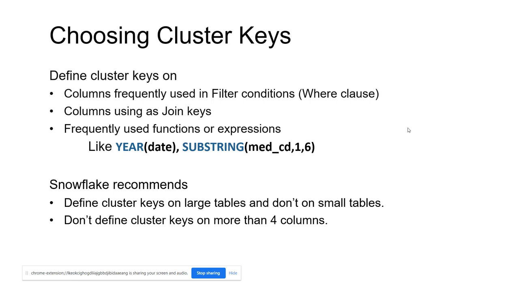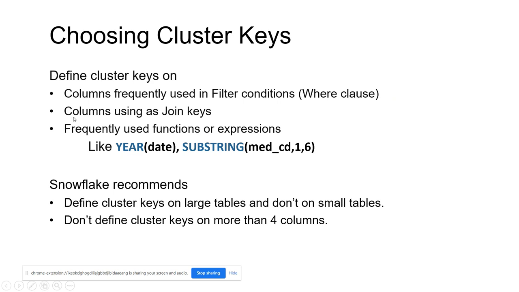Now choosing the cluster keys is very important. How can I choose my cluster keys so that it will improve the query performance? Snowflake recommends defining cluster keys on columns frequently used in filter conditions. Suppose in our previous example we have seen where name equals y. If users are running that query a lot, where name equals, or where country equals, or where order date equals, then we have to apply the cluster key on that field. So whatever fields we frequently use in the filter conditions, that means in the where clause, apply cluster keys on those fields so that the query performance will be improved a lot.